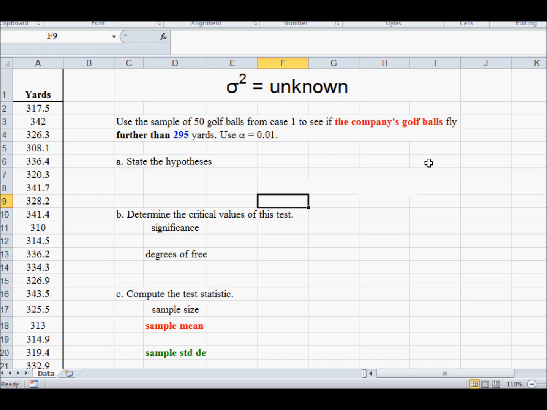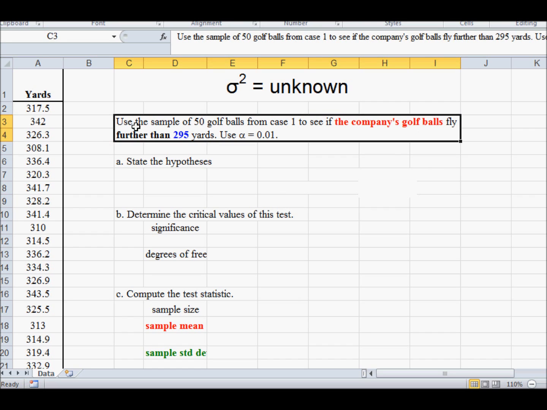So now I have a given sample of 50 golf balls, and how far they flew once the golf ball was put on a driving machine in some very large field house. Okay? So the first thing we want to do is read the problem, and the problem says use a sample of 50 golf balls from case 1 to see if the company's golf balls fly further than 295 yards. And then alpha, or significance, is 1%.